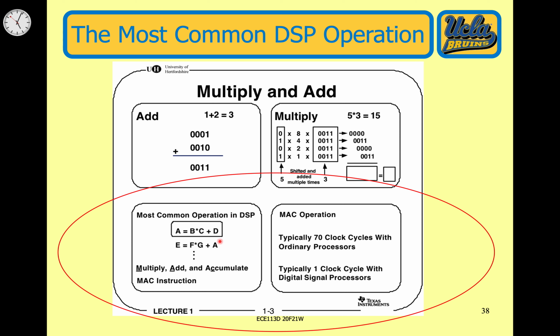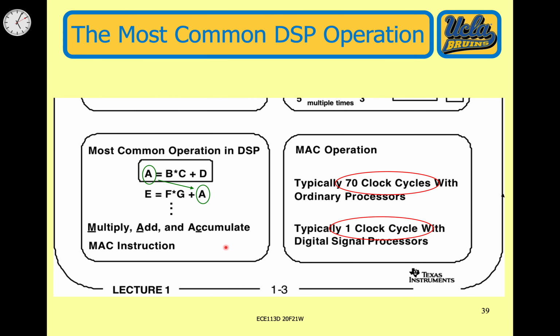I will point out to you from time to time when I'm talking about the things that have to be done. Here is a multiply and accumulate, just another example of where you will see it. It's all over the place. And again, here's what it says: A equals B times C plus D, and E equals F times G plus A. So multiply, add, and accumulate.